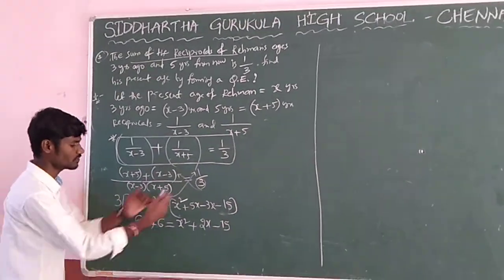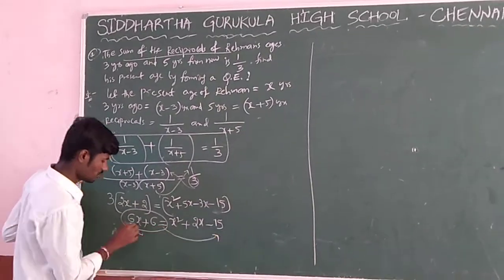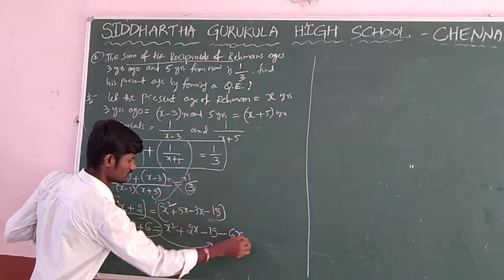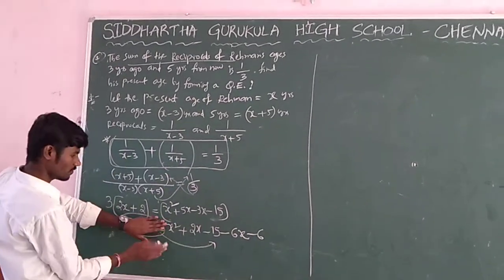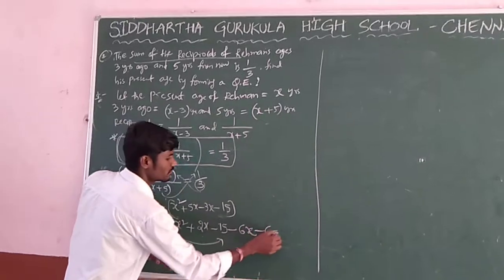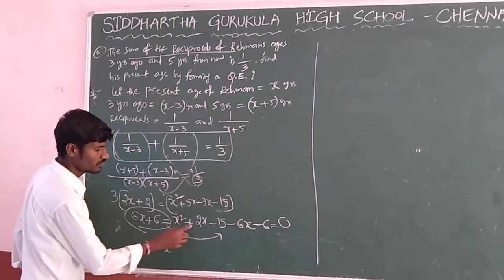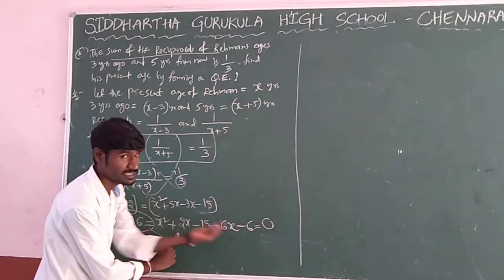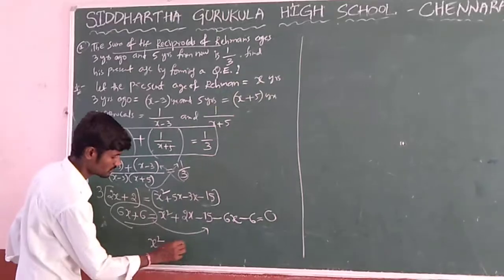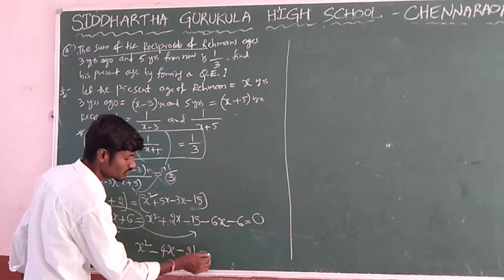Now transpose it to the opposite side. If you transpose this total term to the opposite side, plus 6x becomes minus 6x, plus 6 becomes minus 6. This side you will get 0, but I am writing it to the right side as equal to 0. Now reduce: x square, plus 2x. Are there any like terms? X terms? Yes. Plus 2x minus 6x, what will we get? Minus 4x. Minus 15 minus 6, what will we get? Minus 21. Equals 0.